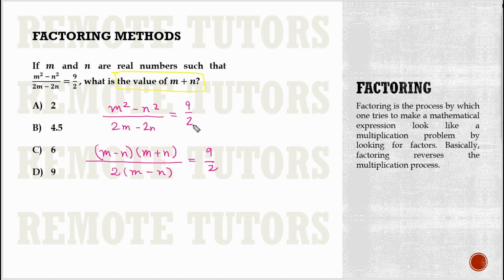Now, we will simplify. We can get rid of m minus n. As you can see, m minus n divided by m minus n gives 1. So we have m plus n divided by 2 is equal to 9. And at last, in order to isolate m plus n, we will multiply both sides by 2. So finally, the value of m plus n gives 9, which is choice D.